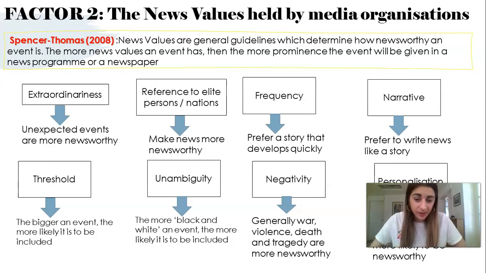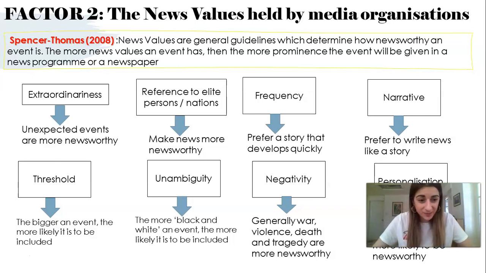You've also got unambiguity as a news value. So if something is ambiguous, if it's not black and white, if it's a bit confusing potentially, it's less likely to be included. If it's unambiguous, if it's really black and white and really straightforward as a story, it's more likely to be included.